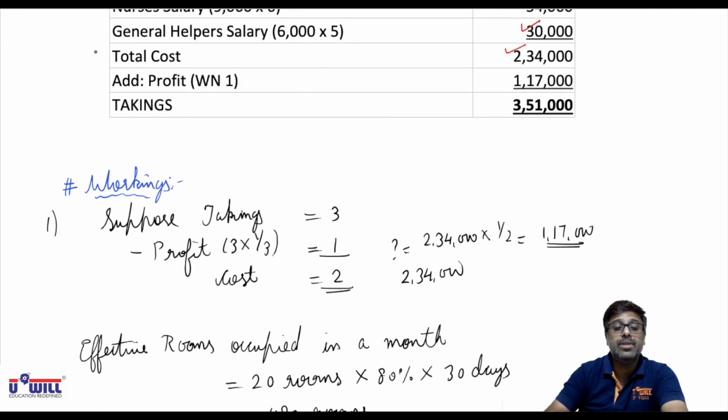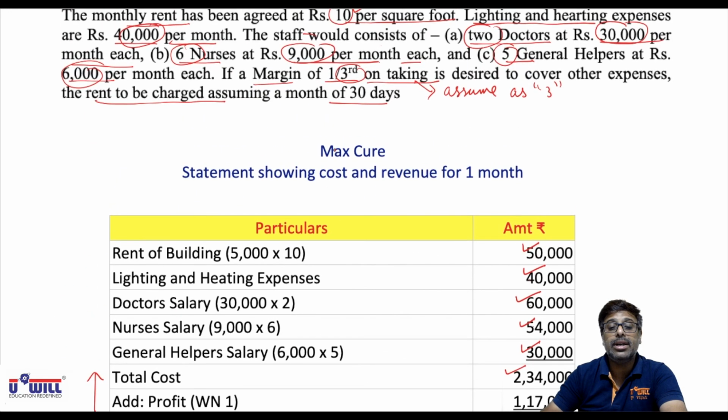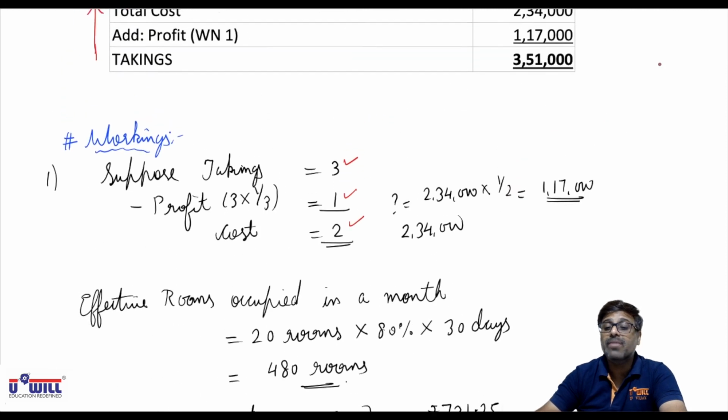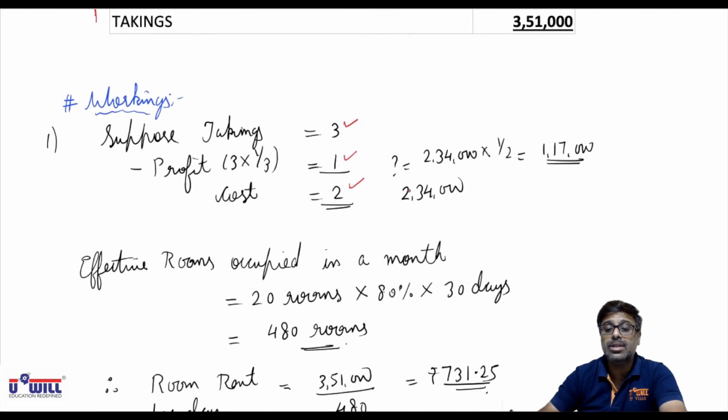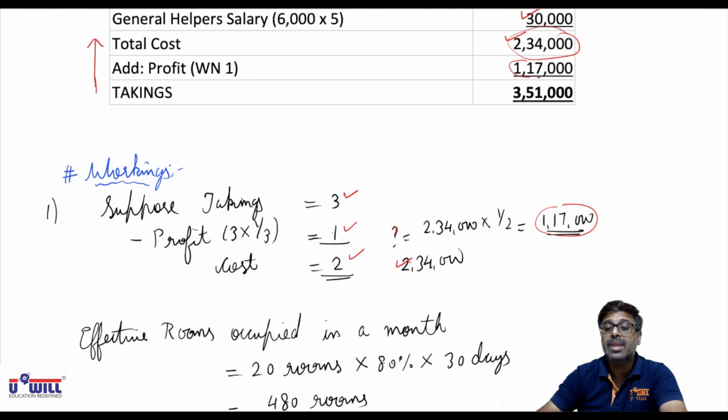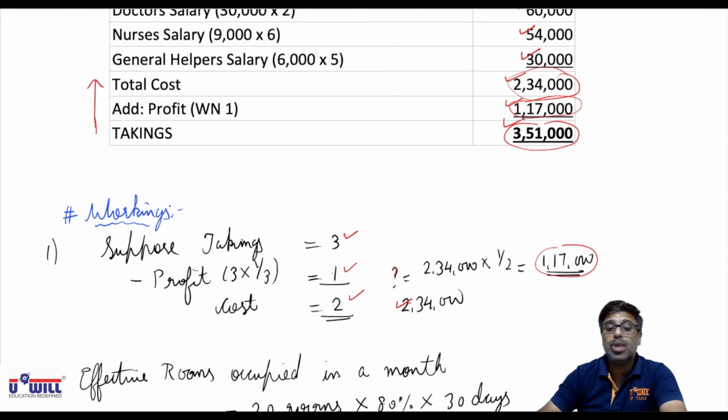Then you'll go reverse for the workings. Suppose takings equals to 3 minus profit 1/3 on takings. So 3 into 1 by 3, 1. Cost is 2. We got the cost 2,34,000. So what is the profit? 2,34,000 into 1 by 2, 1,17,000. 2,34,000 plus 1,17,000. The total takings is 3,51,000.